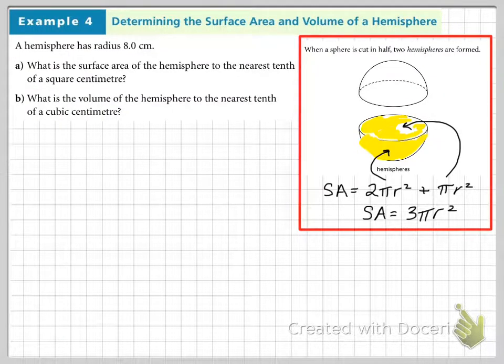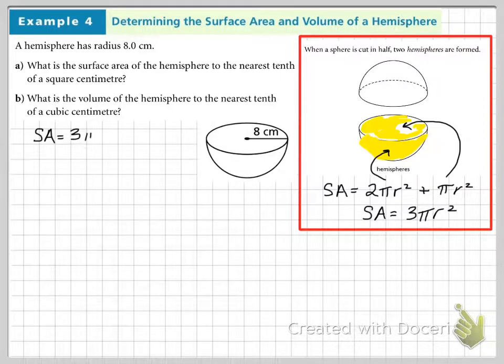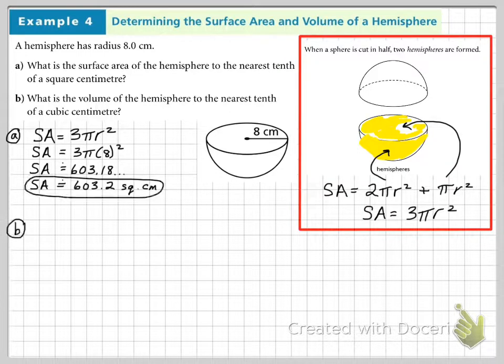So now it says a hemisphere has a radius of 8. What is the surface area of the hemisphere to the nearest tenth of a centimeter? And what is the volume of the hemisphere to the nearest tenth of a cubic centimeter? So we're going to say the surface area is 3 pi r squared. And that'll be 3 pi times 8 squared, which is 603.18, or 603.2.